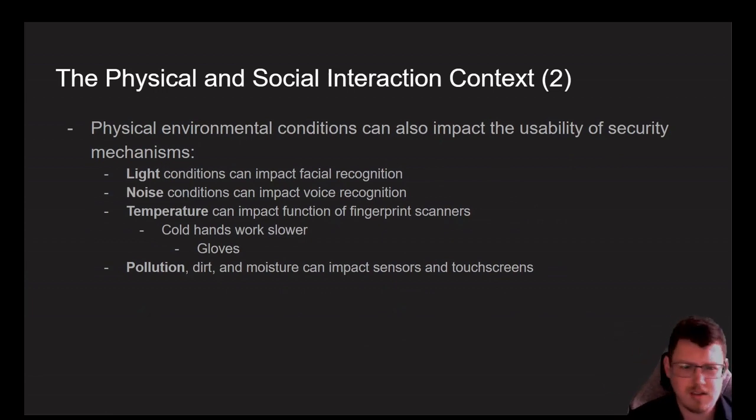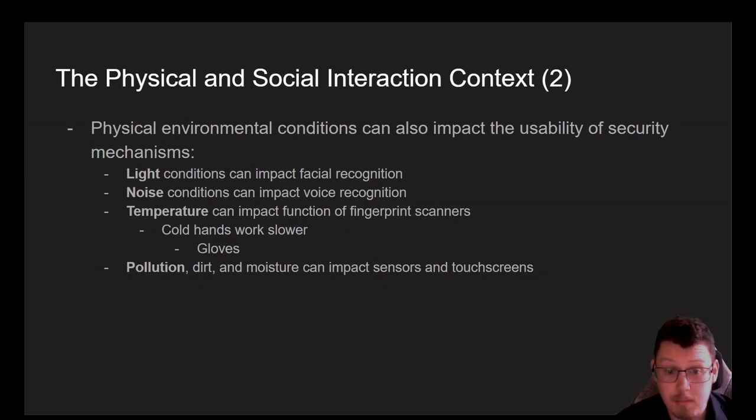So physical environments and conditions can also impact the usability of certain security mechanisms. This is things like the level of light can impact facial recognition. Noise conditions can impact voice recognition. Temperature can impact the function of fingerprint scanners, but it also can impact the human's ability to operate the devices as well.